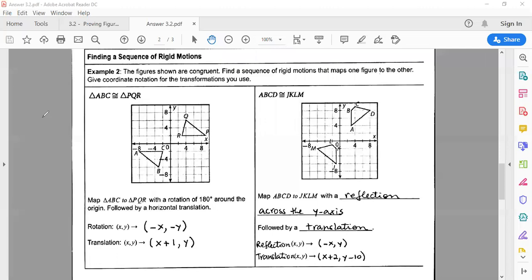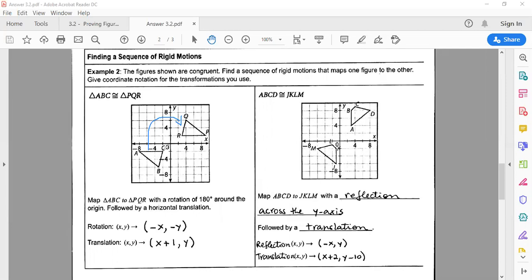Now we're given that two figures are congruent, and we want to find a rigid motion, or a sequence of rigid motions, that maps one onto the other. So let's take a look at triangle ABC, and let's try to map it onto triangle PQR. If I were to do a 180-degree rotation, that would put my triangle in that quadrant, so that part works.